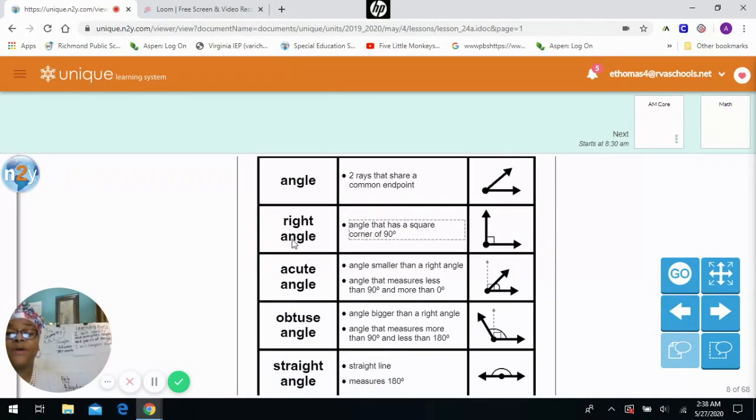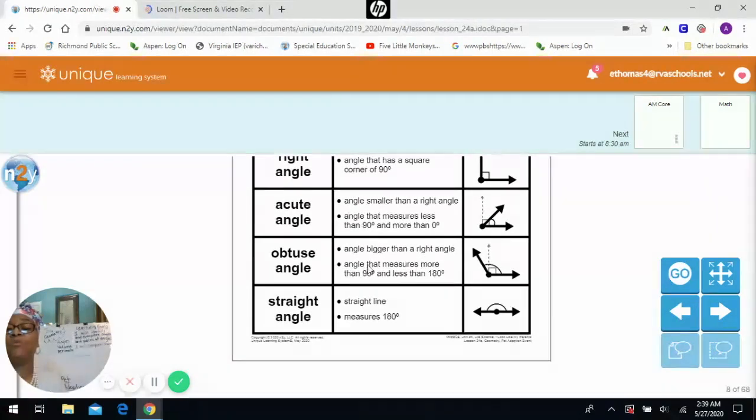All righty. A right angle has a square corner of what? 90 degrees. This is the square corner. That would not have a square corner. This has a square corner. An acute angle is an angle smaller than a right angle that measures less than 90 degrees and more than 0. So this is your acute angle right here.